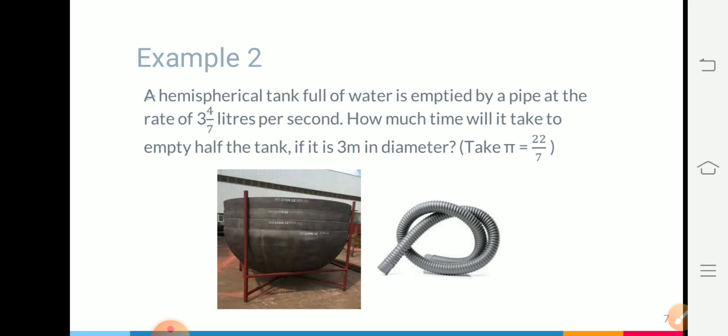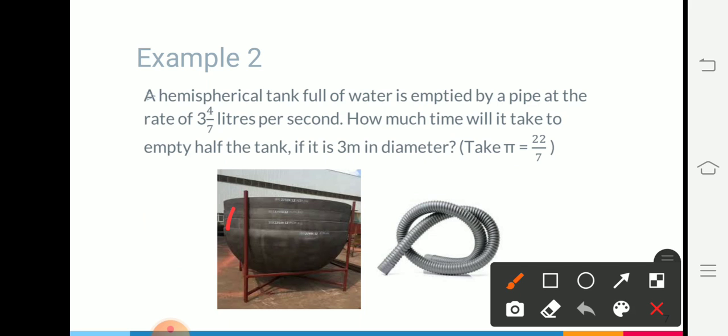So you can see in the picture over here, this is a hemispherical tank. It's full of water. It is emptied by a pipe, so this is the pipe which is used to empty it at the rate of 4 by 7 liters per second. So the pipe is in the shape of a cylinder and the diameter of it is given 3 meter. The question is, how much time will it take to empty half the tank?